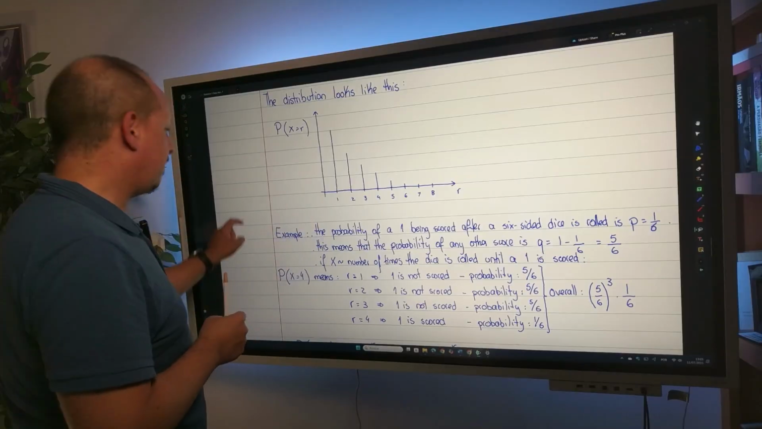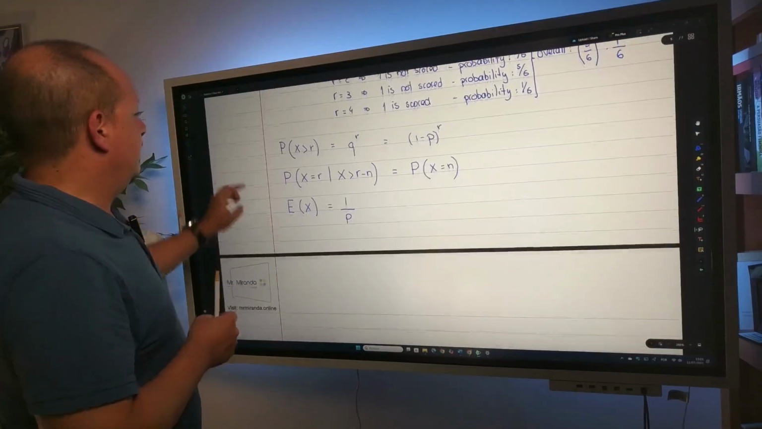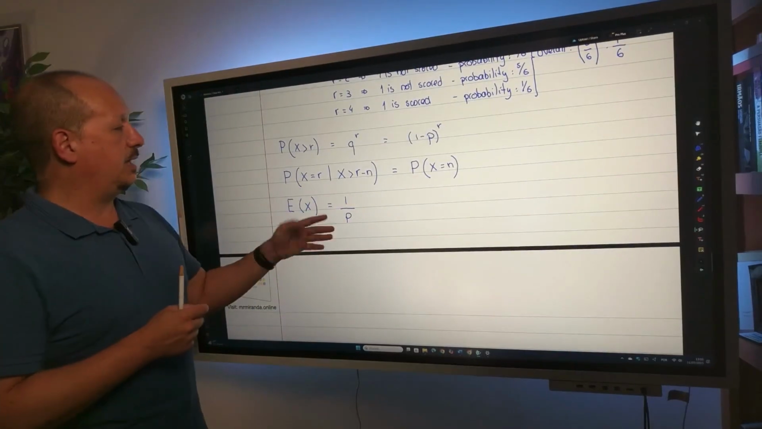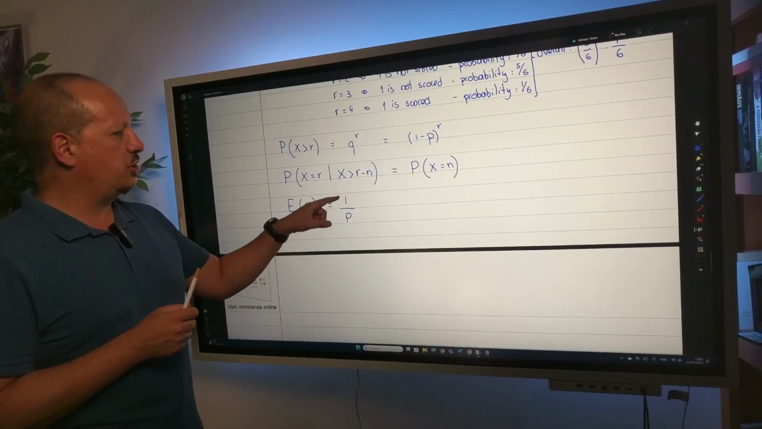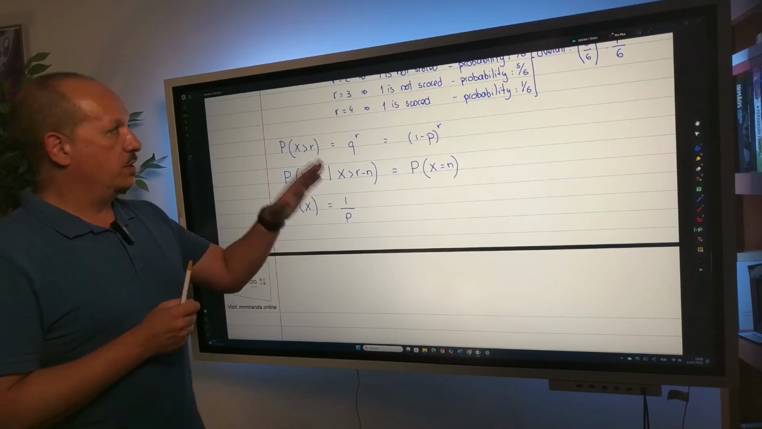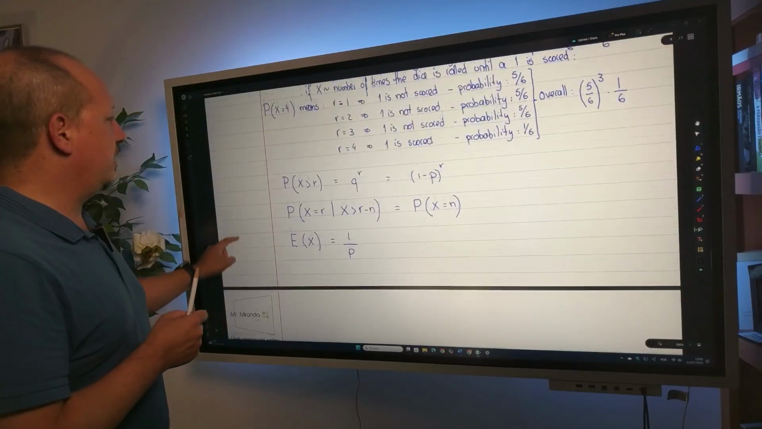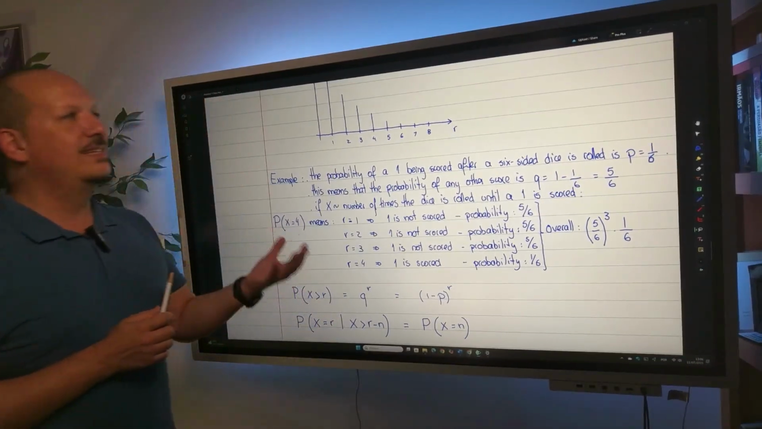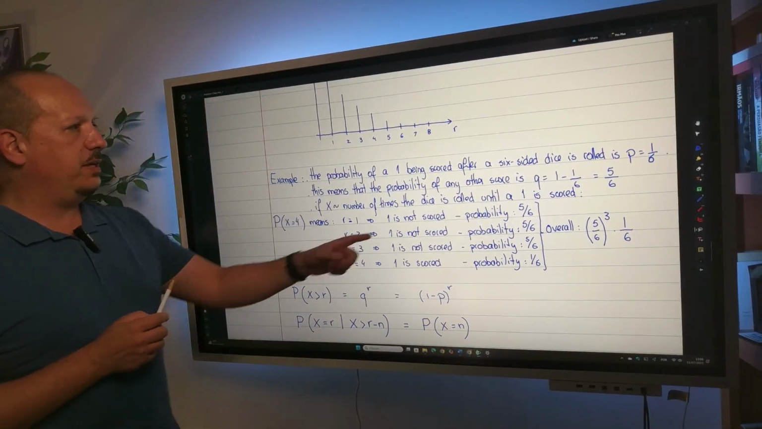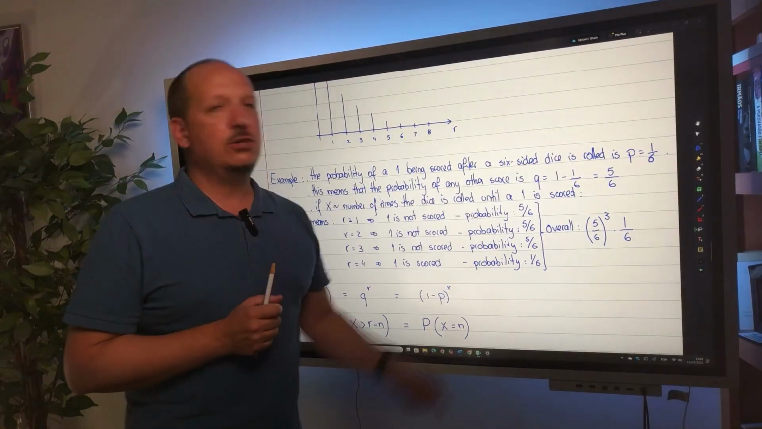Okay? Last but not least, the expectation can be calculated. I'm not going to explain how to get this expression, but it's calculated just by doing 1 over p. So in this case, the expectation, the number of trials that you are expected to use until a 1 comes up, is 1 over that, which is 6.